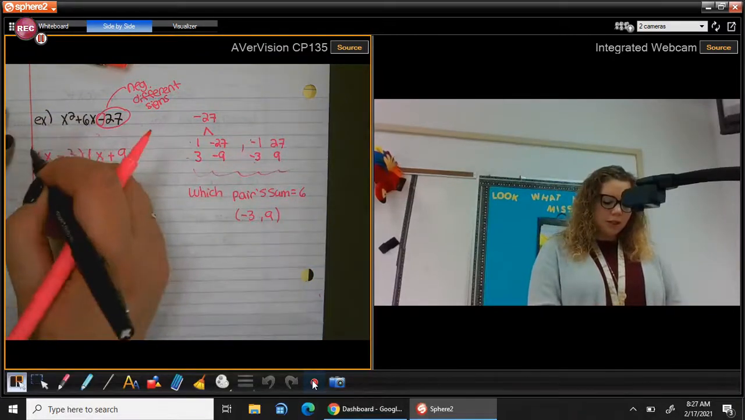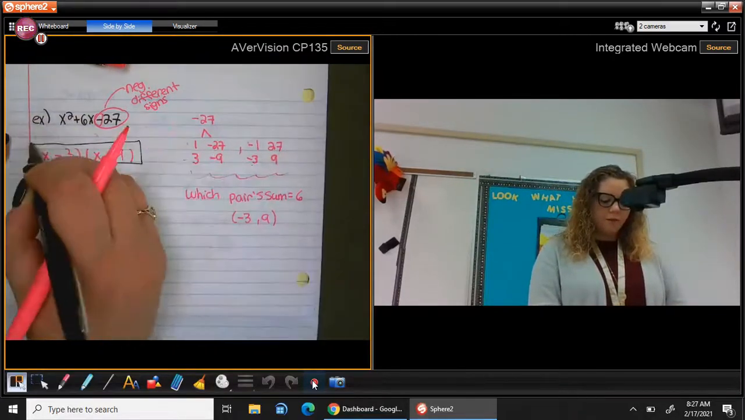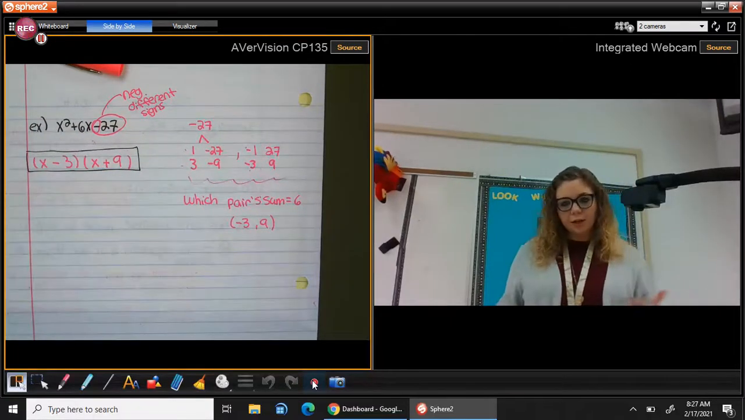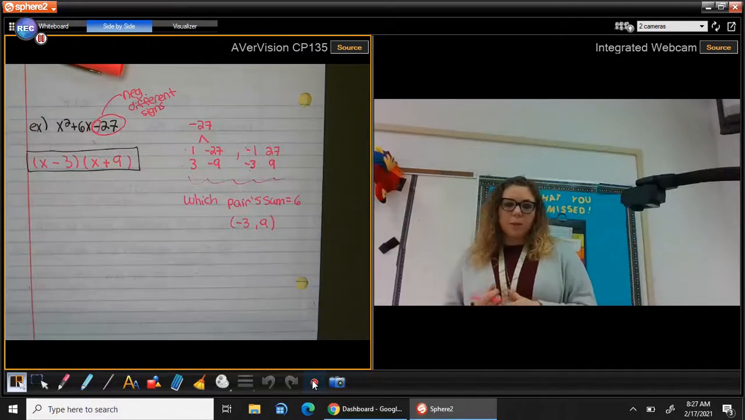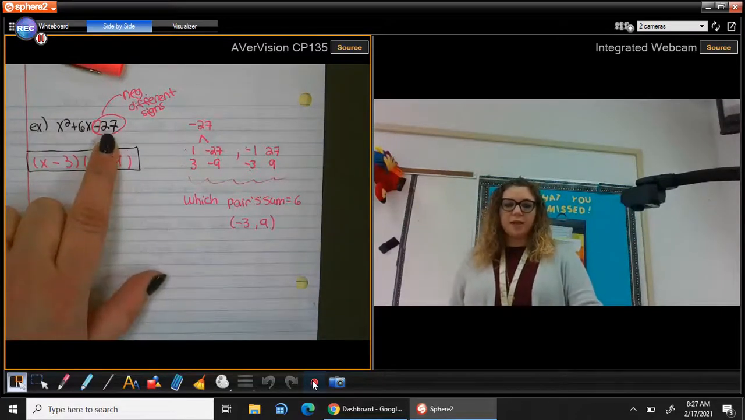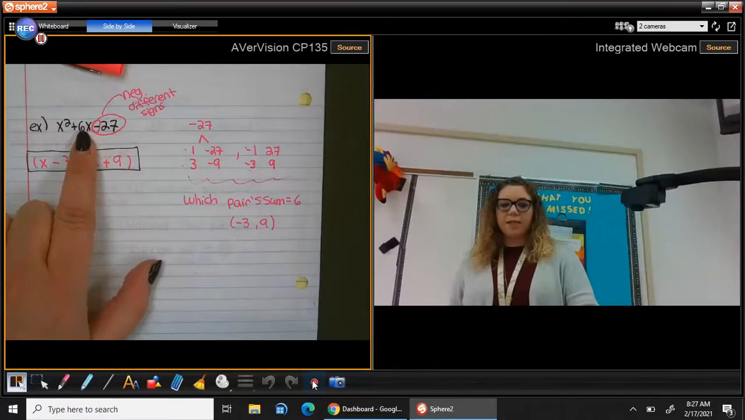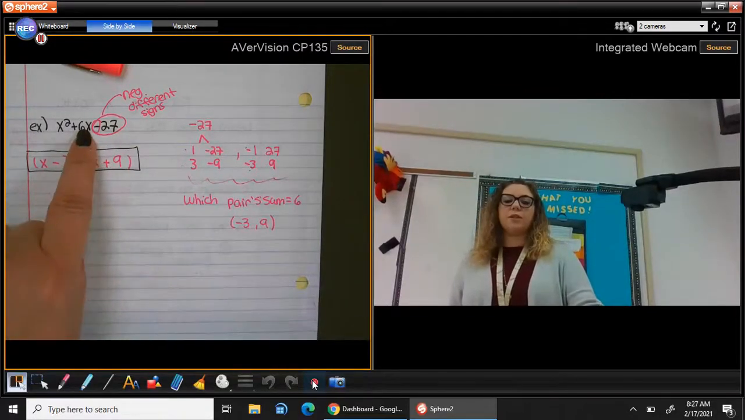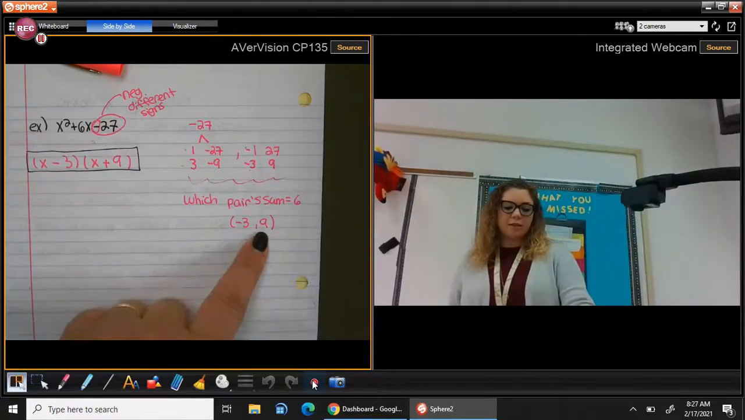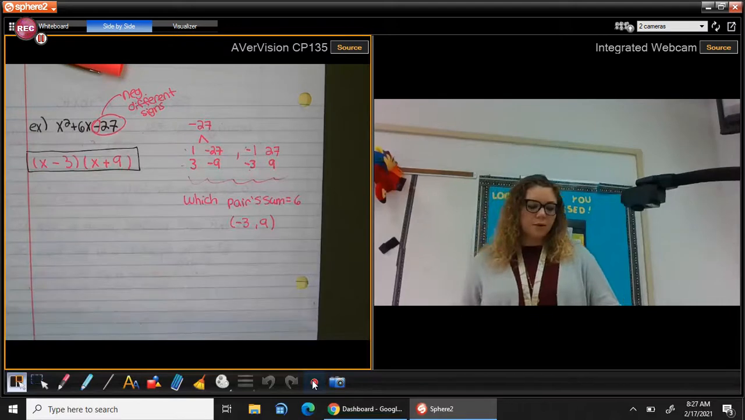And again, you can check it using the FOIL method, and you should get this up here. You can always check your work. So again, you're going to find the factors of negative 27, and then you're going to find which pair, when added together, will give you that middle term, which is 6. And negative 3 plus 9 is going to give me a positive 6.